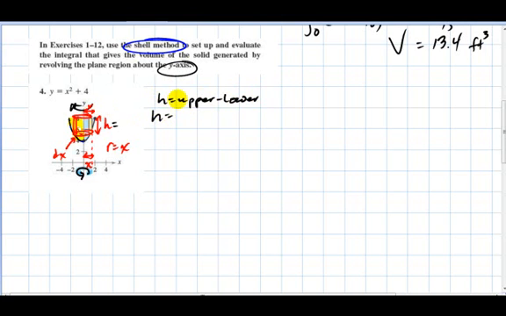It's at height 4. So it's going to be 4 minus the function value here, 4 minus y. But what's y equal to? Well, it's equal to x squared plus 4. So the height is going to be 4 minus the quantity of x squared plus 4. Of course, you want to simplify that before you do anything. Oh, it's not 4. I didn't read it correctly here. It's height 8. Sorry. Let me change that.